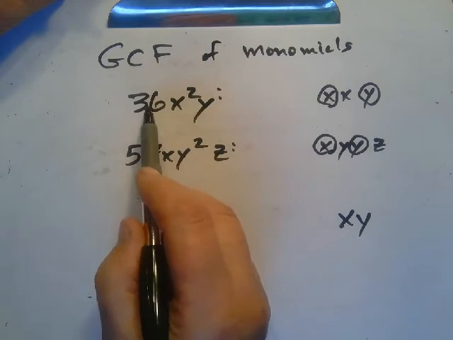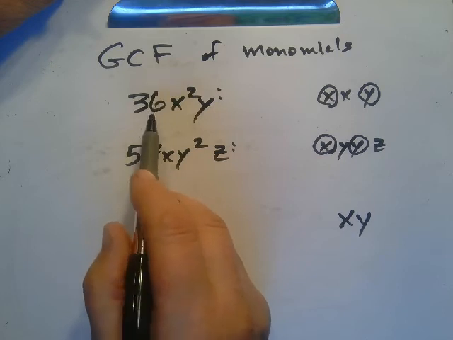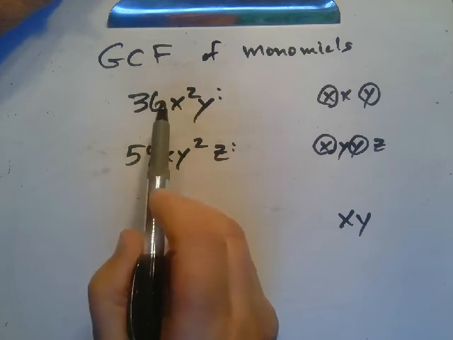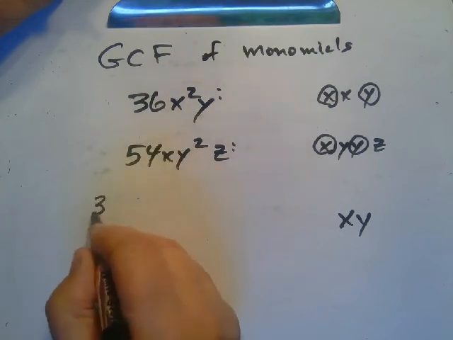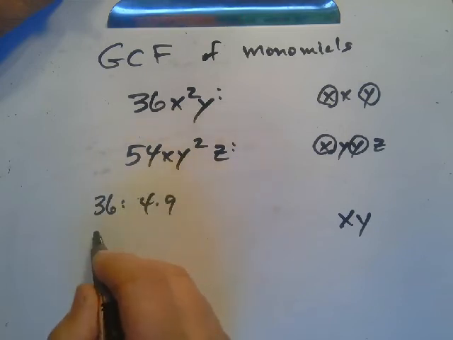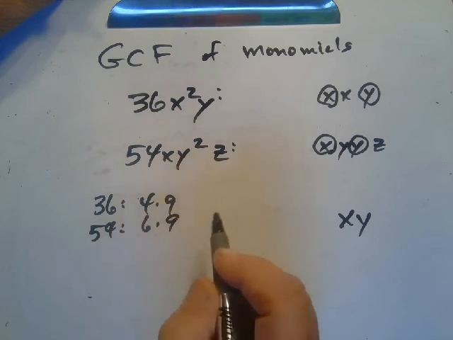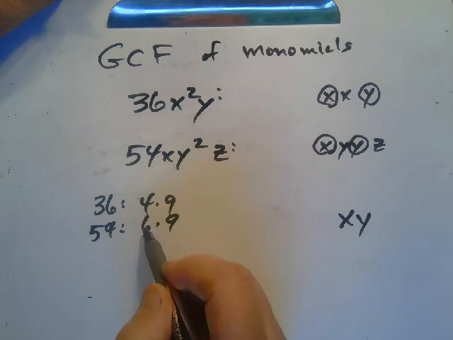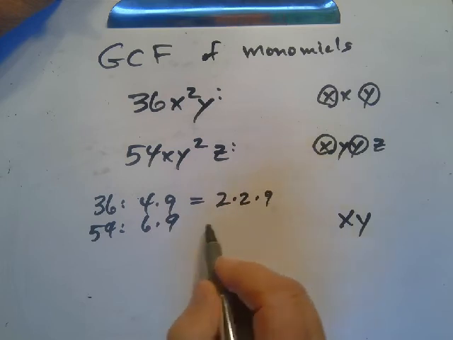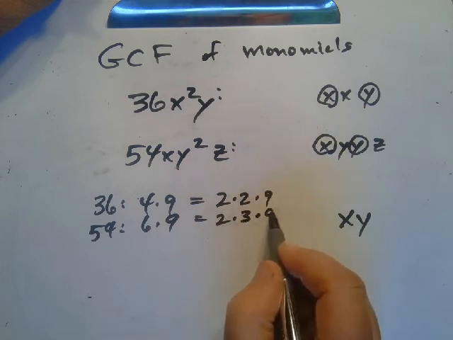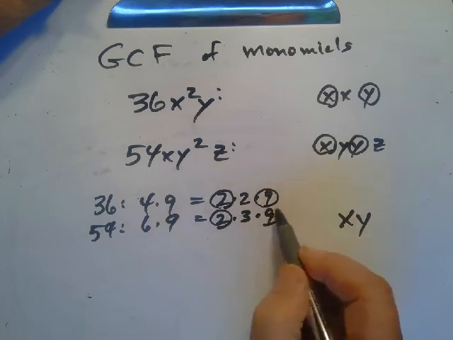Now let's look at the numbers. We could break these down using prime factorization, or we could just kind of race around in your head. One of the things I notice is that these are both divisible by 9. So 36 is 4 times 9, and 54 is 9 times 6. But in 4 and 6 there's also a 2. So maybe this is the same as 2 times 9 and 2 times 3 times 9. So it turns out that there's actually an 18 in both of these.